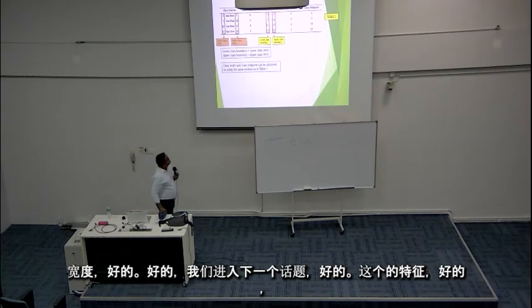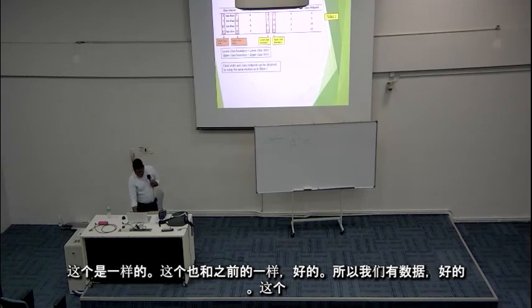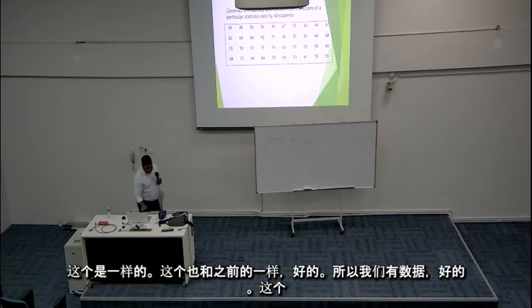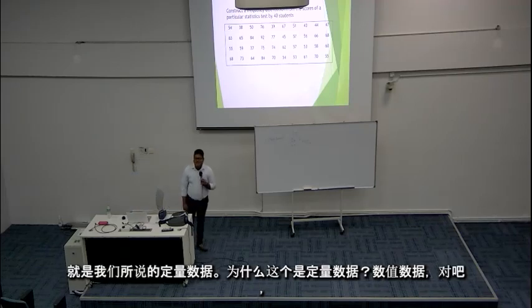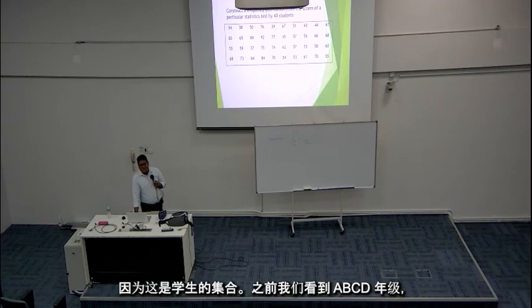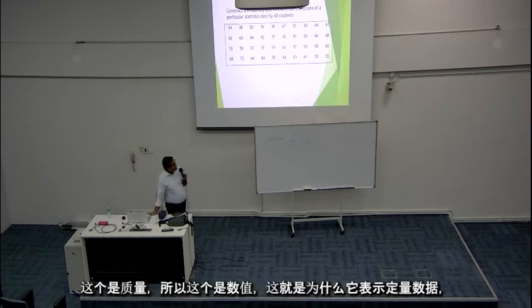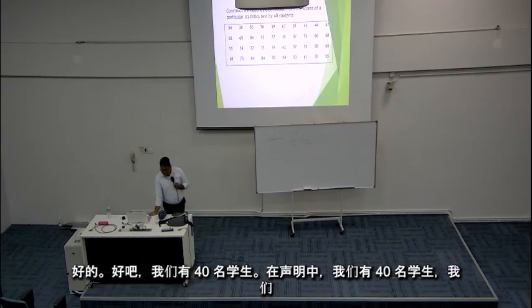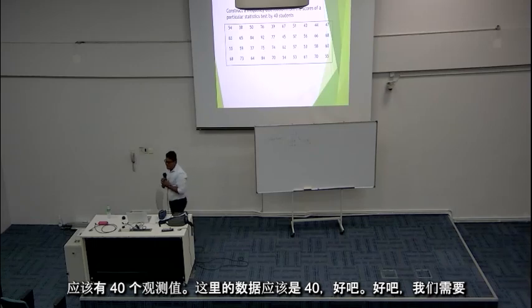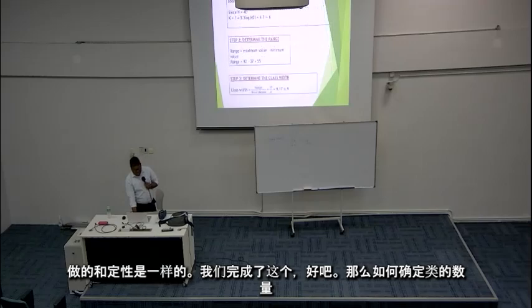The characteristics here are the same as previous. We have the data, which is what we call quantitative data. Why is this quantitative data? Because it is numerical: these are the marks of students. Previously we saw the grades A, B, C, D, but this is a mark, so it is numerical, which is why it represents quantitative data. We have 40 students in the statement, so we are supposed to have 40 observations, and the data here should be 40. What we need to do is the same as with the qualitative data. We complete this one.